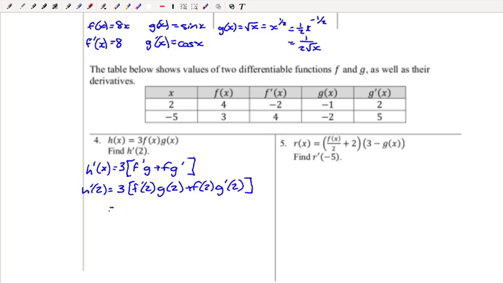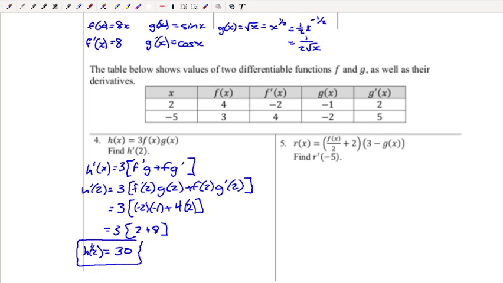And at this point, it's just a matter of looking straight up into my table. So f prime of 2, so here's my x value of 2. F prime is negative 2. G of 2, negative 1. F of 2, so that is 4. And g prime of 2 is 2. And I can just simplify that up. So I've got here, negative 2 times negative 1 is 2, plus 2 times 4 is 8, 2 plus 8 is 10, so 3 times 10 is 30. And there I've got it, h prime of 2 is 30.